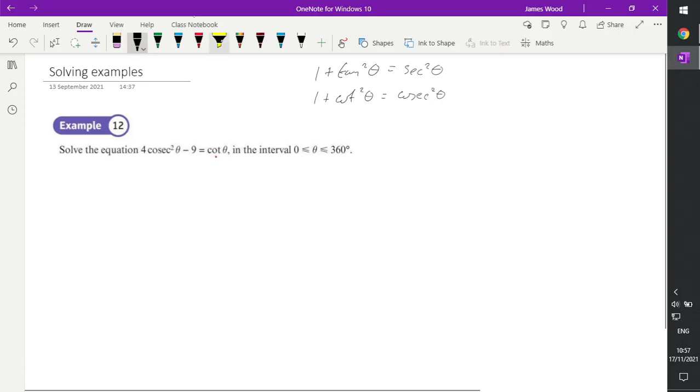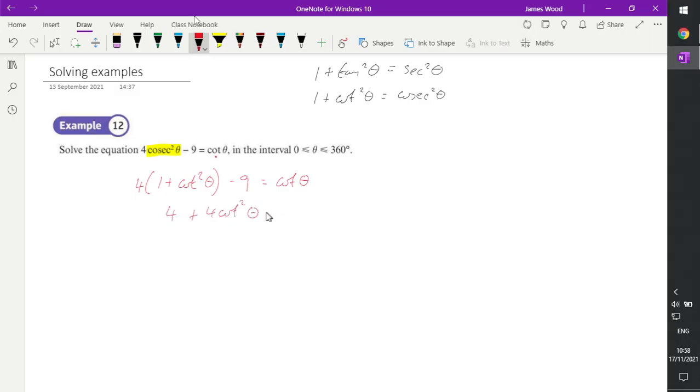So what I'm going to do is swap out the cosec squared using this identity here. Cosec squared theta I can swap for 1 plus cot squared. So this is 4 times (1 plus cot squared theta) minus 9 equals cot theta. And now it's just in terms of cot and cot squared, so we've just got one function in there, which is a bit nicer to work with. And we're just going to rearrange it into a quadratic.